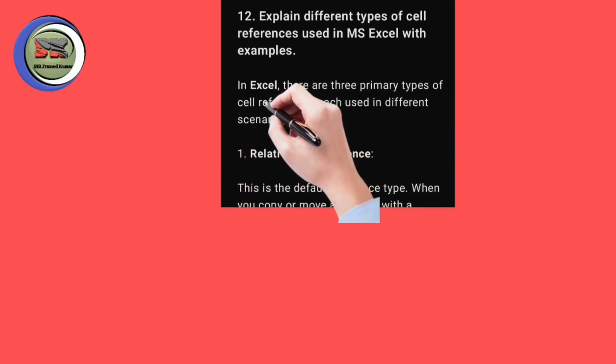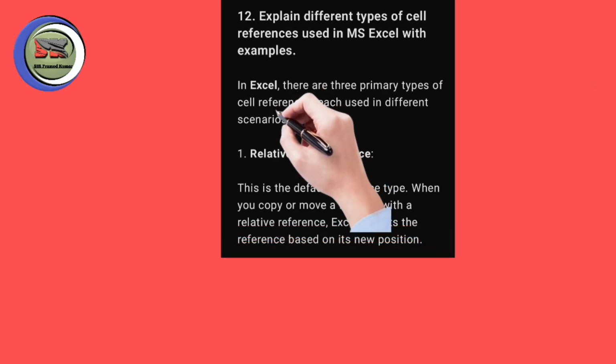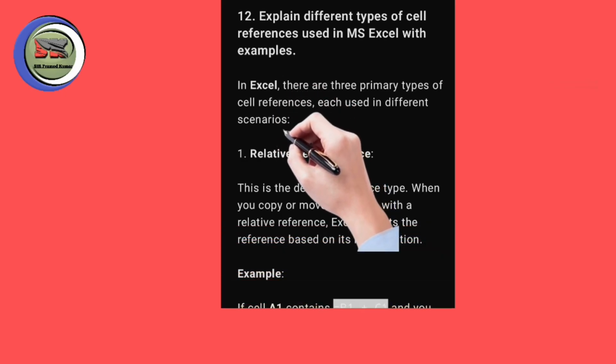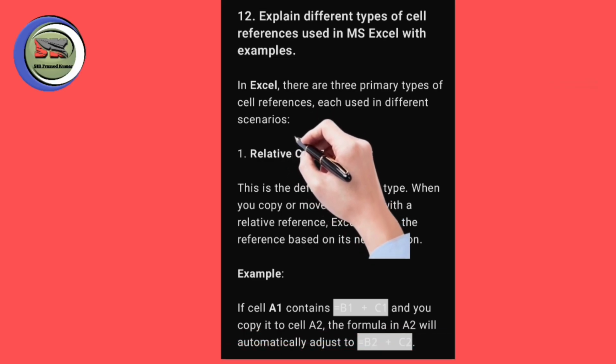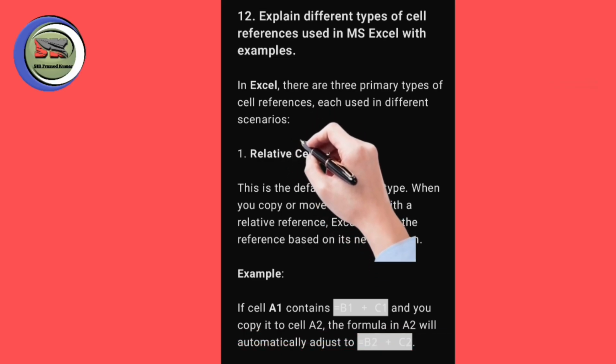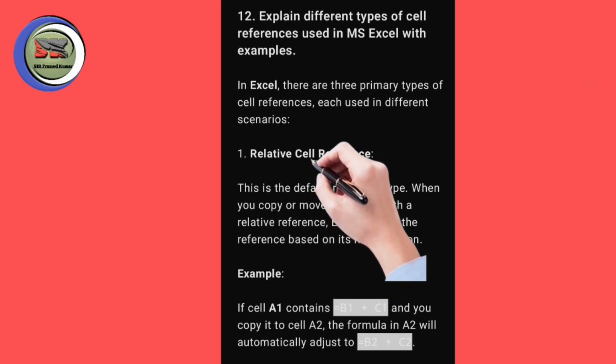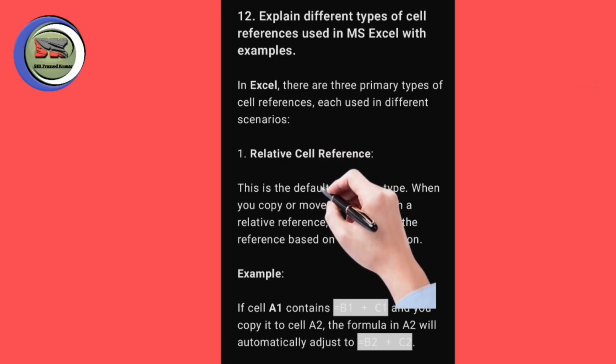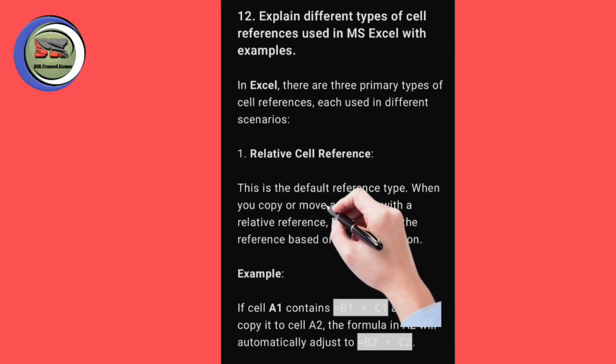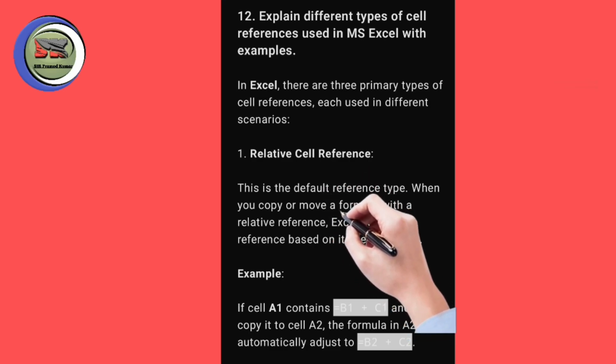In Excel, there are 3 primary types of cell references, each used in different scenarios. 1. Relative cell reference. This is the default reference type. When you copy or move a formula with a relative reference, Excel adjusts the reference based on its new position.